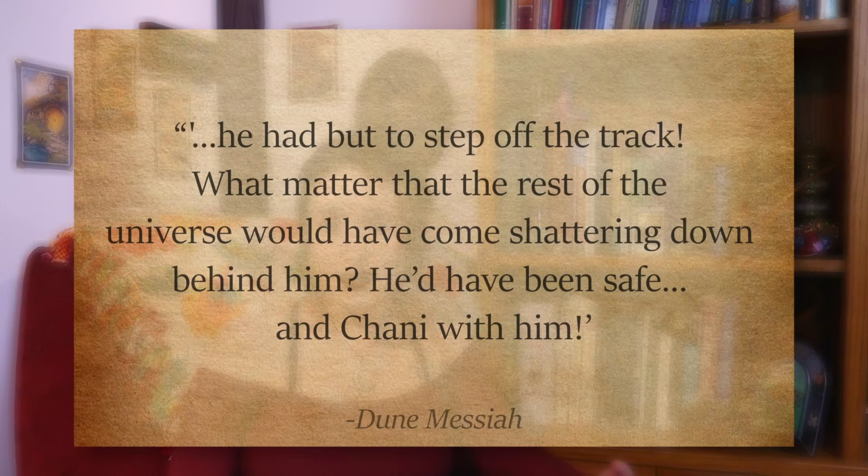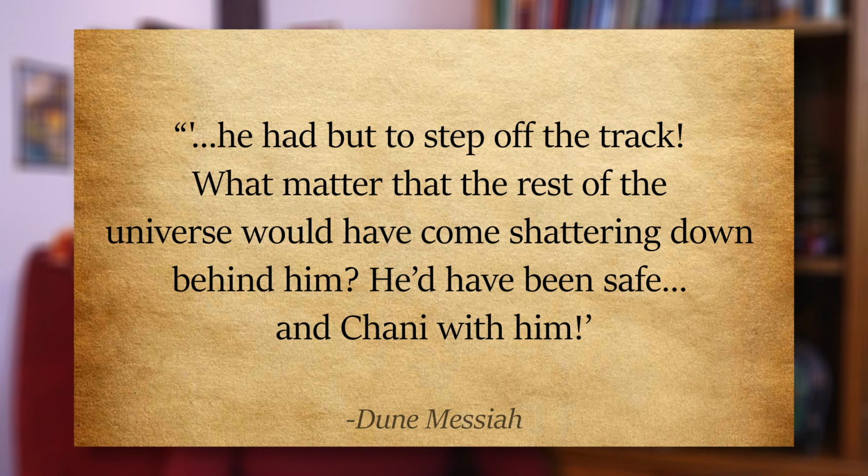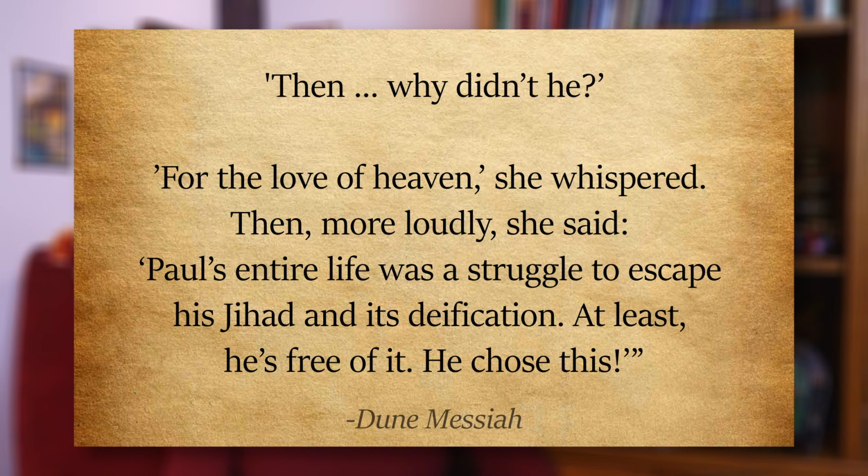His sister Aliyah laments the position that Paul has been put in, trapped in this crux between duty and love, and unable to fully commit to either. He had but to step off the track. What matter that the rest of the universe would have come shattering down behind him? He'd have been safe, and Chani with him. Then why didn't he? "For the love of heaven," she whispered. Then more loudly she said, "Paul's entire life was a struggle to escape his jihad and its deification. At least he's free of it. He chose this." Aliyah understands this struggle, this awful tension between responsibility and joy, better than anyone.